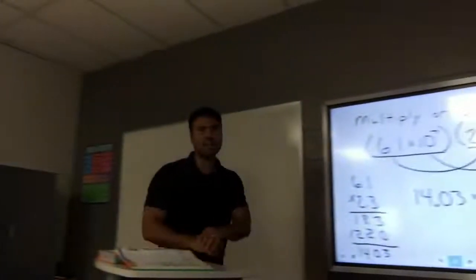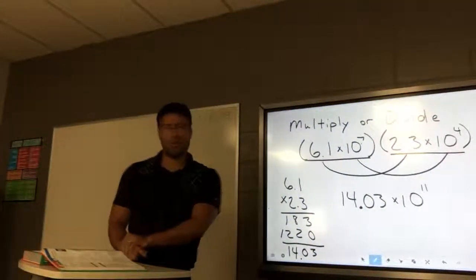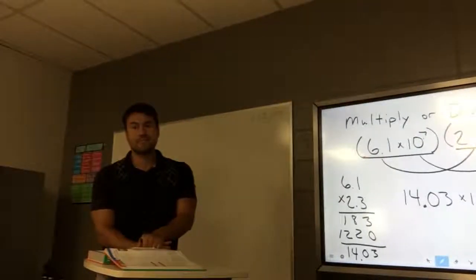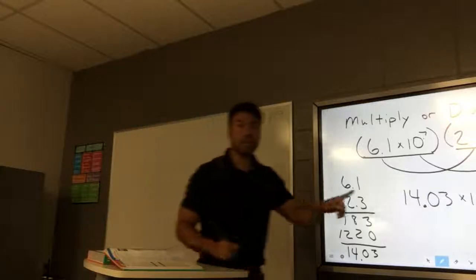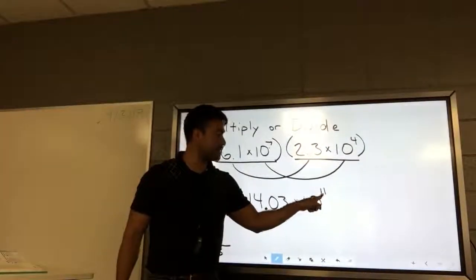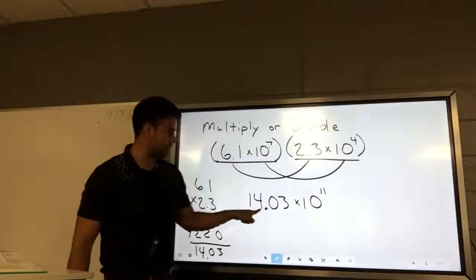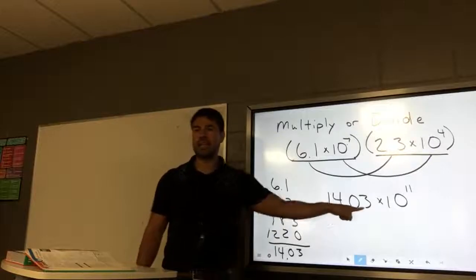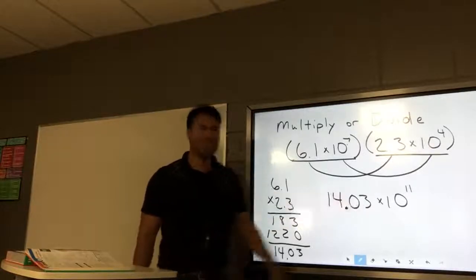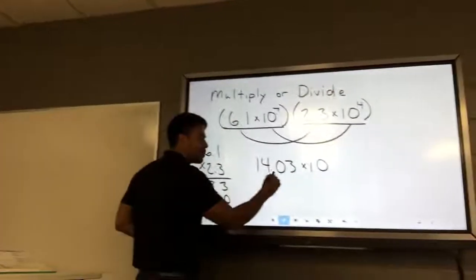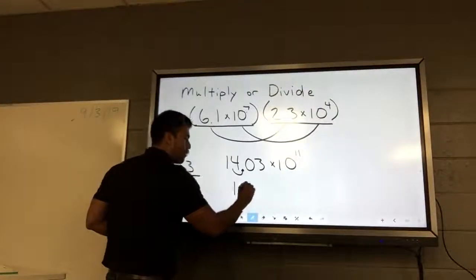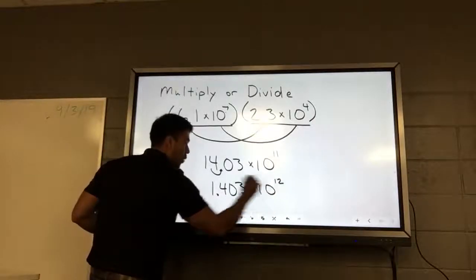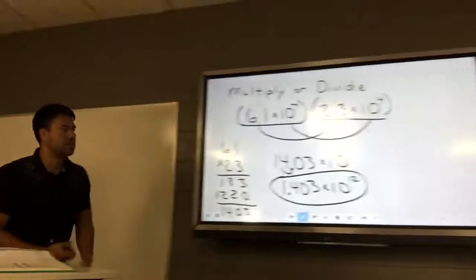Okay, but is that the correct answer? No. Anna Grace, why is that not correct? It looks so good. I'm allowed to have the exponent, I think it's an integer, but what's not so good? The decimal? Yeah, is this right here a number between 1 and 10? No. So I have to move that decimal once to the left. Makes it 1.403 times 10 to the 12th. That's the correct answer.